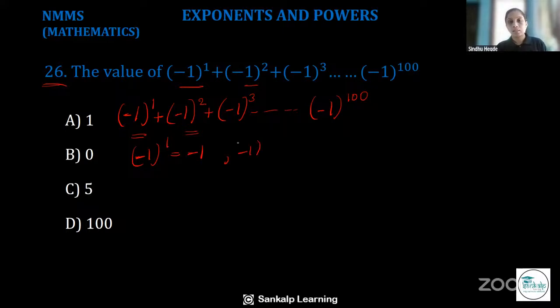Then minus 1 raised to 2 means minus 1 should be multiplied 2 times, we get positive plus 1. So on. All the minus 1 raised to odd gives negative. All the minus 1 raised to even is always positive. So this continues throughout up to minus 1 raised to 100. So we can say that alternatively we get minus 1 plus 1, minus 1 plus 1, so on up to minus 1 raised to 100.